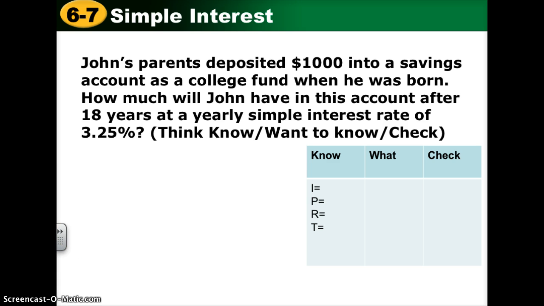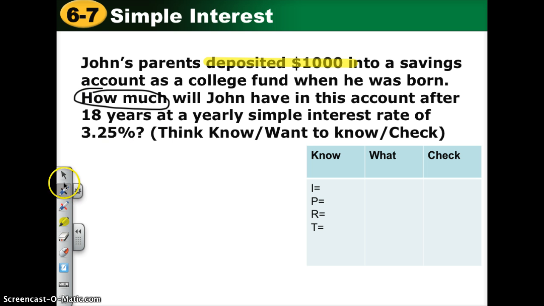John's parents deposited $1,000 into a savings account as a college fund when he was born. How much will John have in this account after 18 years at a yearly simple interest rate of 3.25%? Deposited $1,000. We're looking for how much will he have at the end? 18 years and 3.25%.